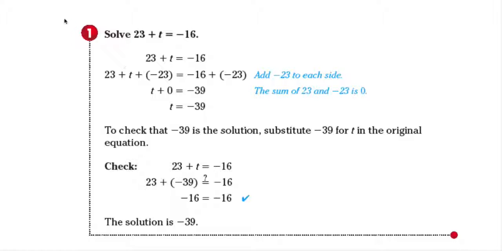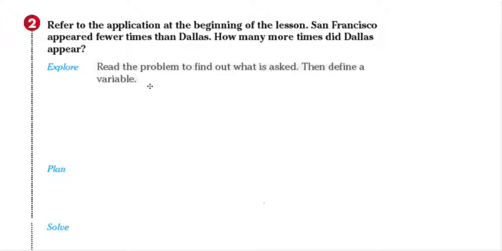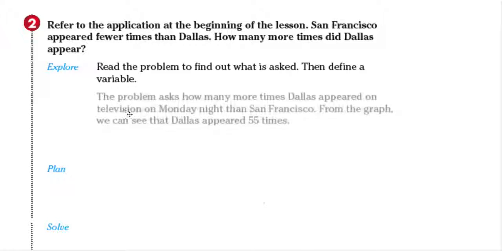Okay. And let's go back to the application at the beginning of the lesson and see how we apply this. Refer to the application at the beginning. San Francisco appeared fewer times than Dallas. How many more times did Dallas appear? Again, a word problem calls for a 4-step plan. Read the problem to find out what is asked, then define a variable. And in defining a variable, you know what we need to do. But before we do that, the problem asks how many more times Dallas appeared on television on Monday night than San Francisco. From the graph, we can see that Dallas appeared 55 times.